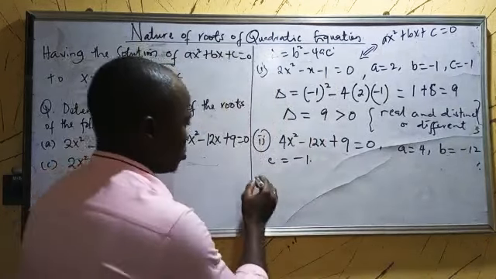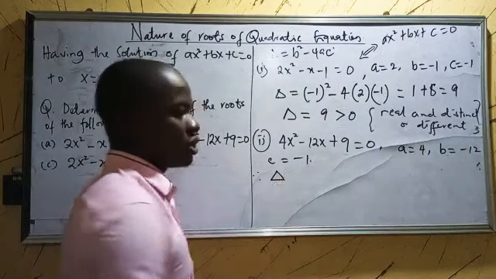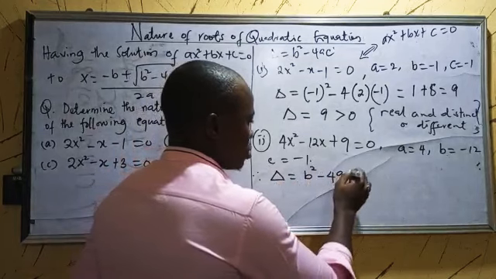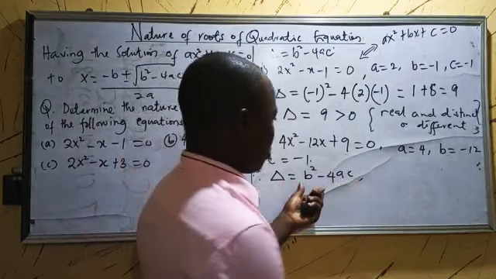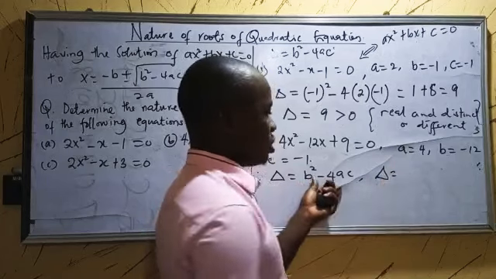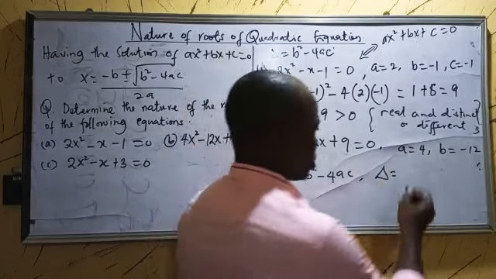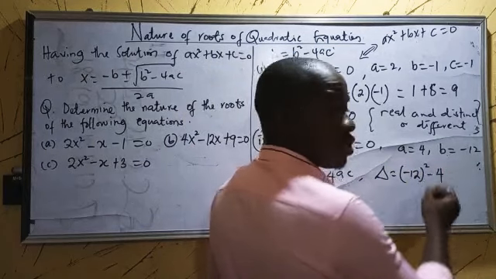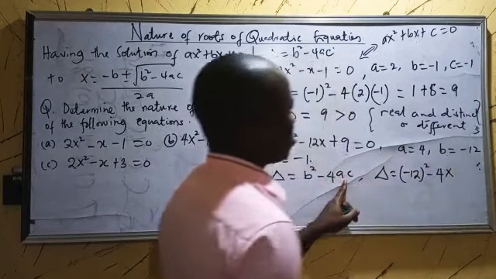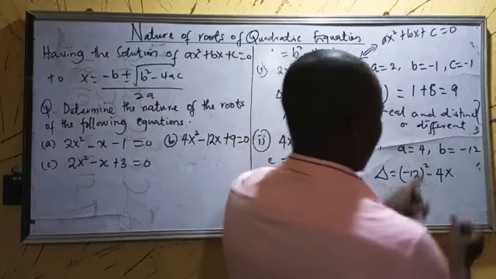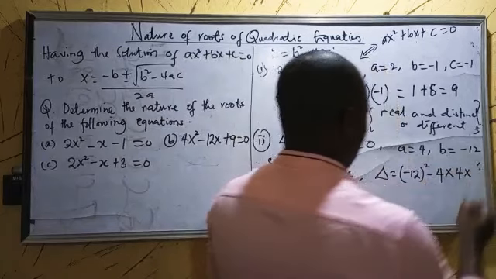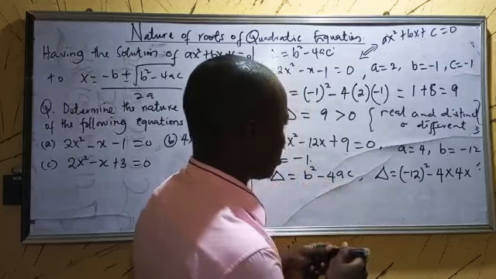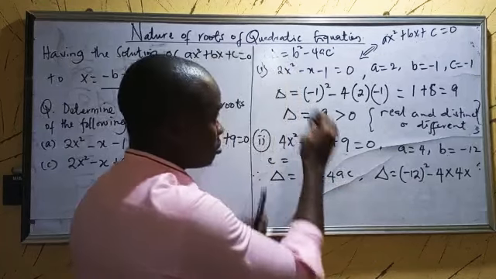From there, we bring in our discriminant, that is b squared minus 4ac. Now we put in the values: b is minus 12 all squared minus 4, multiplied by a, which is 4 also, then multiplied by c. Oh sorry, I was mistaking my c.